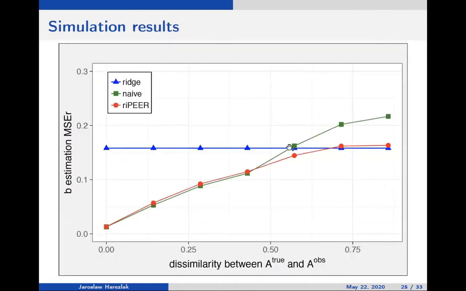However, at some point, we start losing compared to the ridge regression. However, when we use the approach that we proposed, up to a certain point we gain, but then we don't lose. So it's the best of both worlds. If we have information, we can get better estimation. If we don't have information, we're not doing worse than ridge regression.